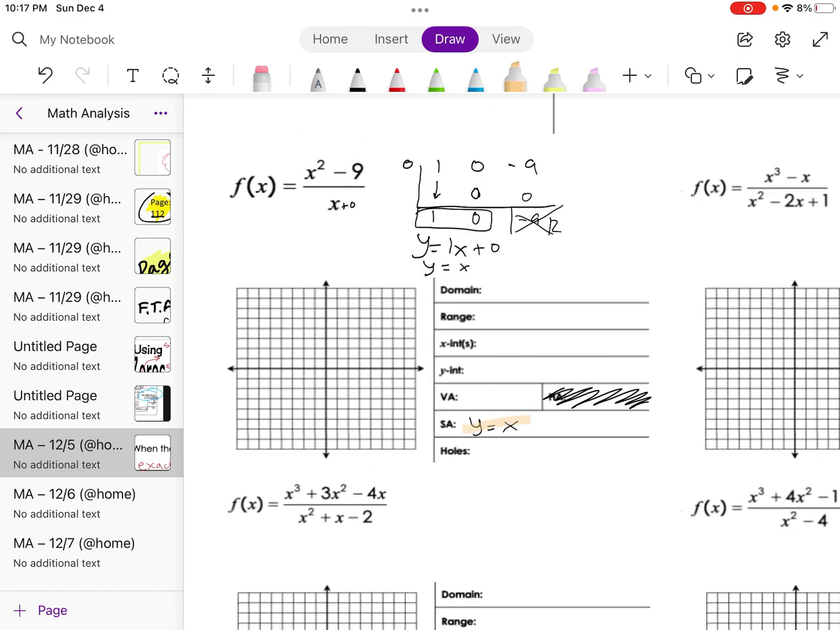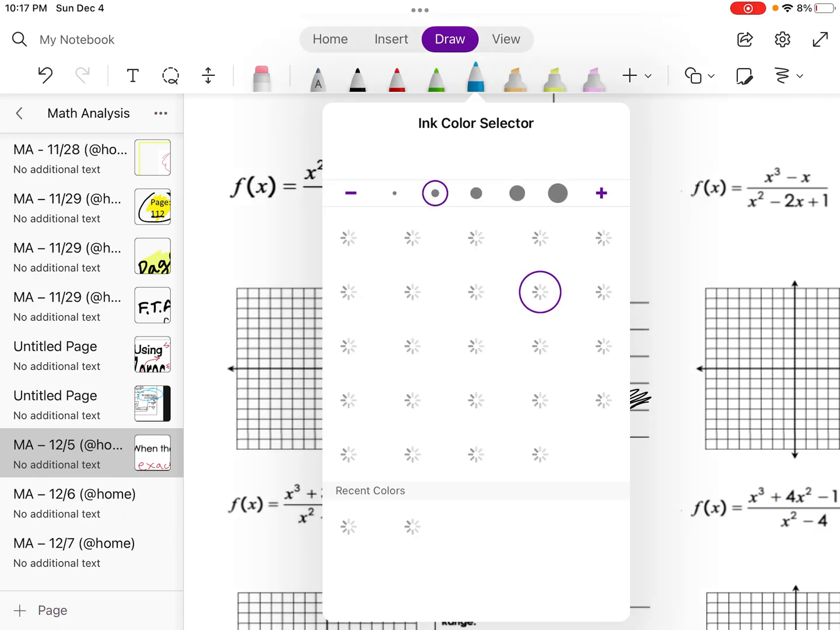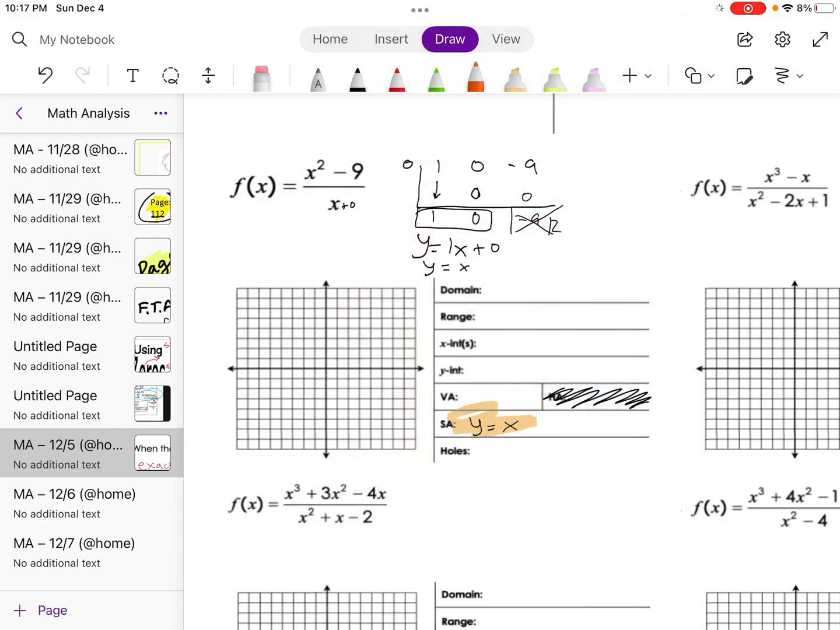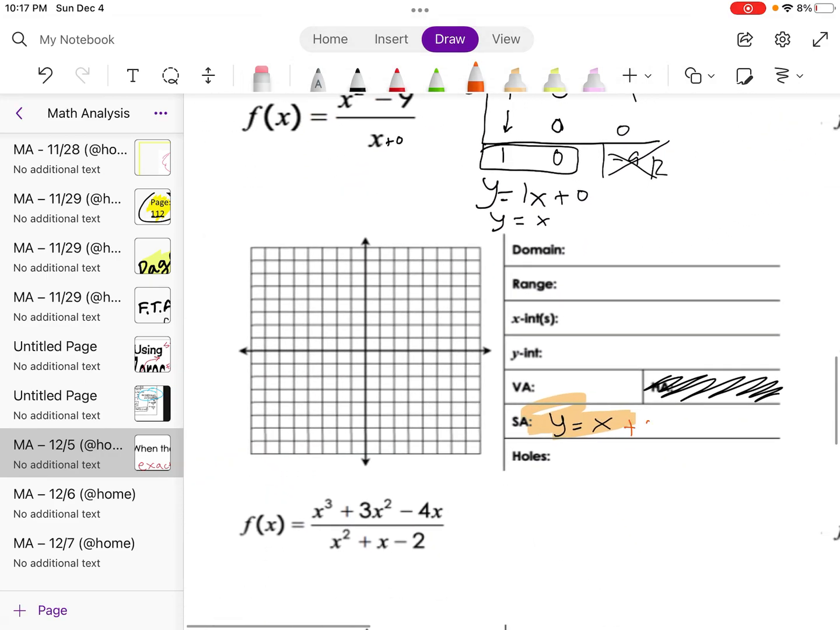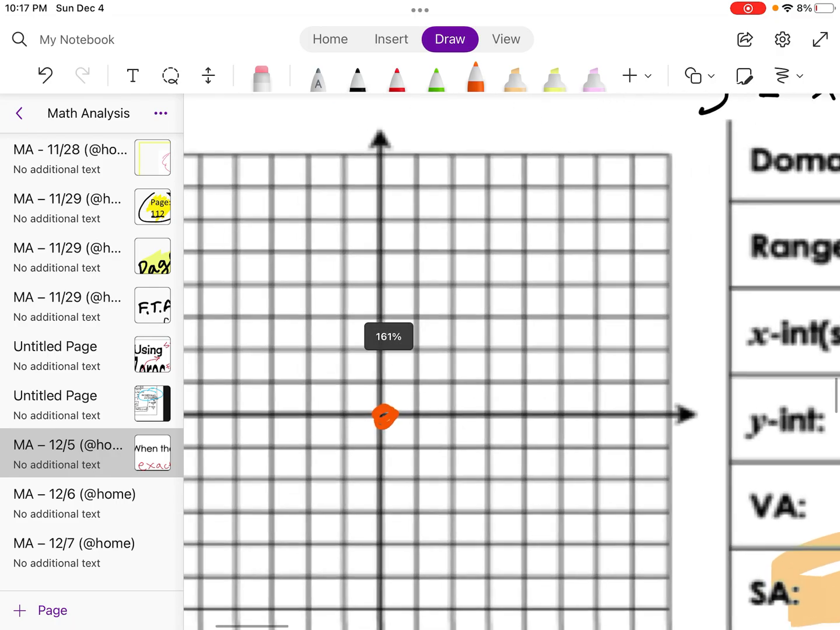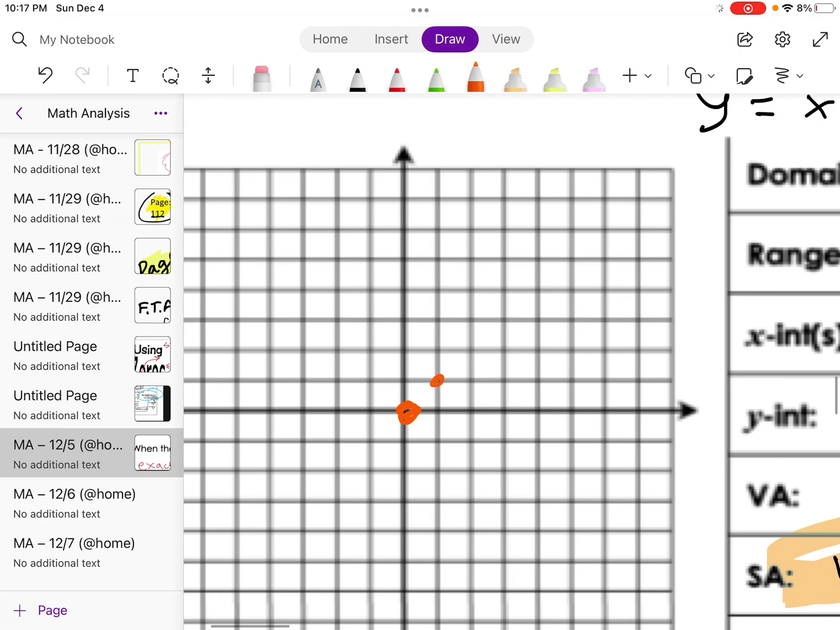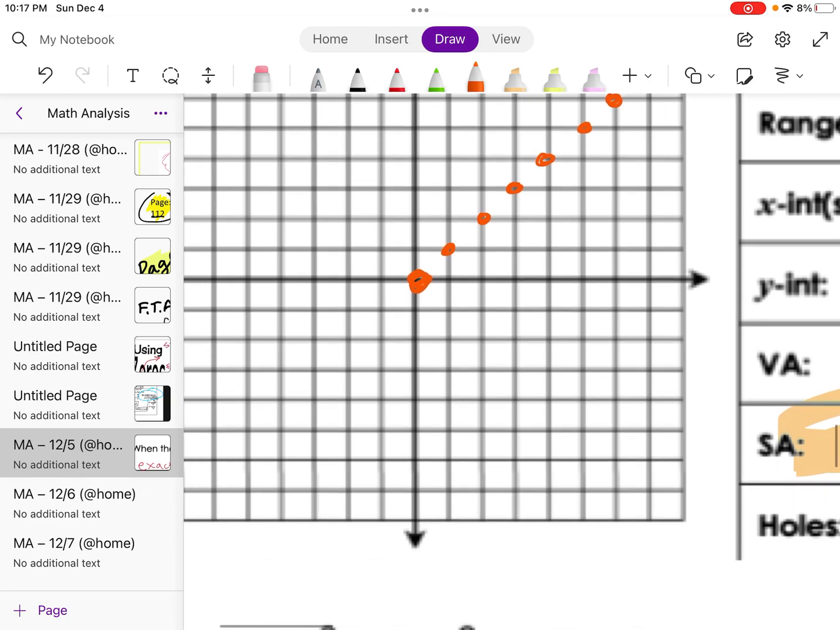Remember, we're not going to have any horizontal asymptotes, so you can ignore that one. And then we're going to solve the rest of it how we did on our last handout. I'm going to start by putting my slant asymptote on the graph. Because it says plus 0, we have a y-intercept at 0, 0, and then a slope of 1.